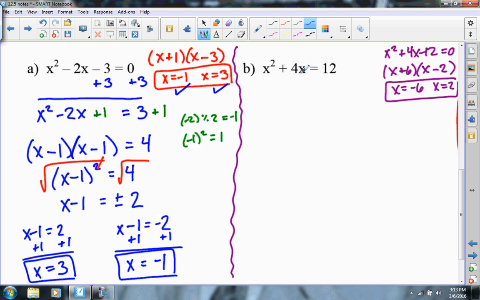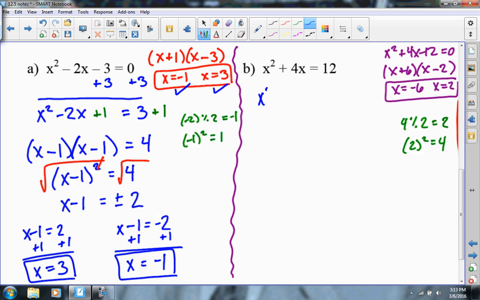But now I have to take half of 4, which is 2, and then I have to square it. So I get 4 back again. Now that's just a coincidence. That's not some secret math trick that I'm not telling you, okay? When you take half of 4, it's 2, and then 2 squared gets you 4 again. And that's just how the numbers work.